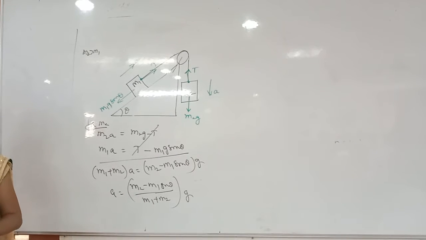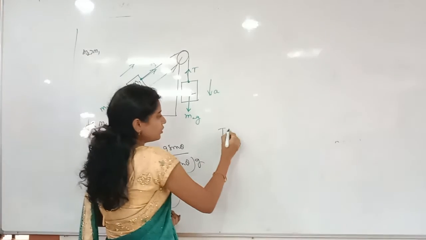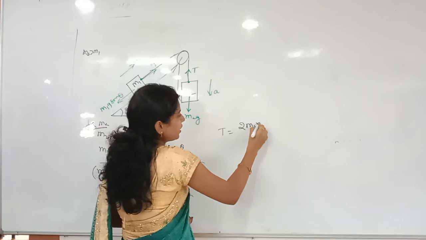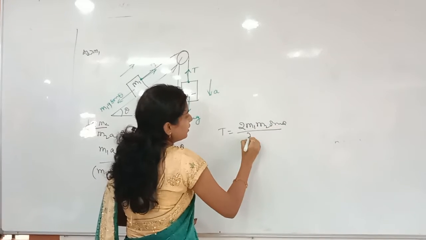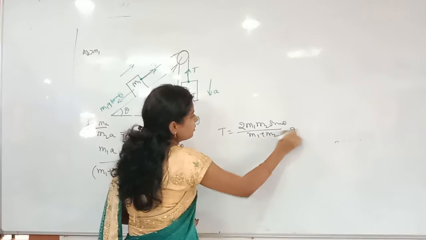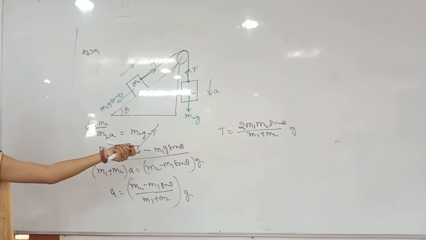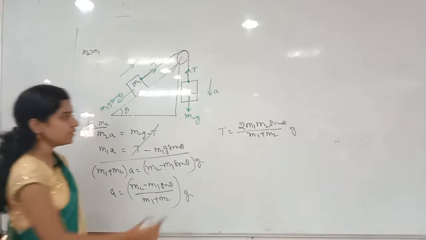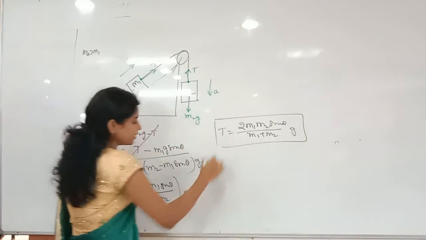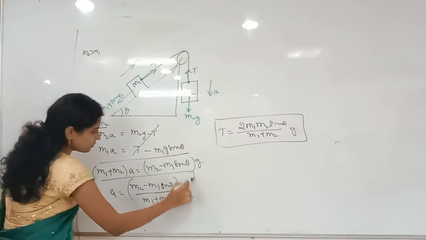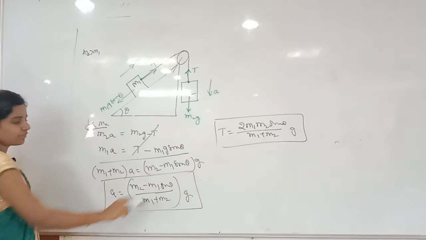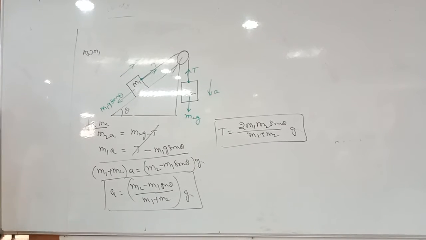Then tension is equal to what you will get as per your idea? Directly tell me. T is equal to 2 into M1 M2 sin theta by (M1 plus M2) into G. You can even substitute in any one of the equations and then you can get the answer. That is the tension in the string, and then acceleration is difference of the masses by sum of the masses only, along with the sine angle of the inclined plane. Clear everything? Yes? Copy that.